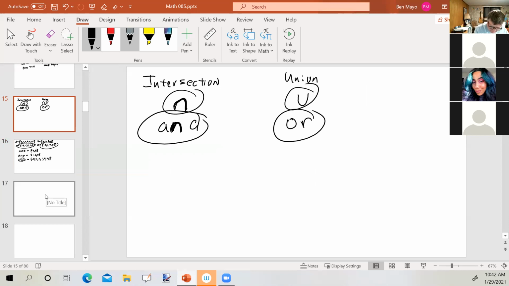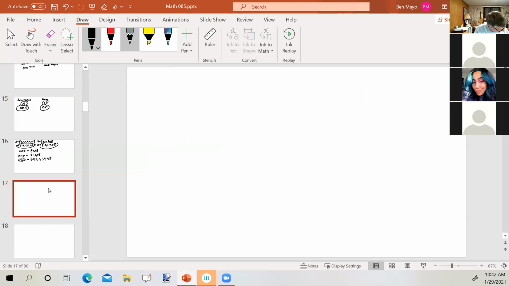Okay, now it says solve each compound inequality if possible. Graph the solution set if one exists and write it using interval notation. So we're going to do 3 things. We're going to solve a compound inequality. We're going to graph the solution set, and we're going to write the solution set in interval notation.